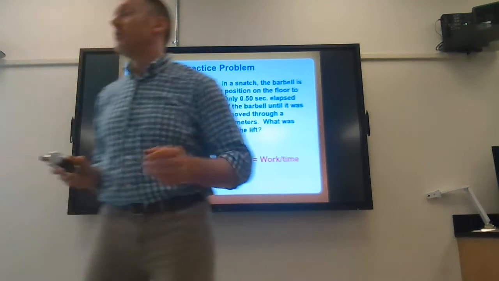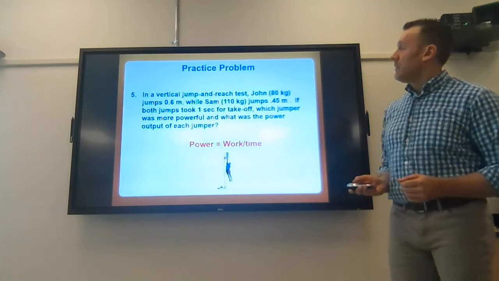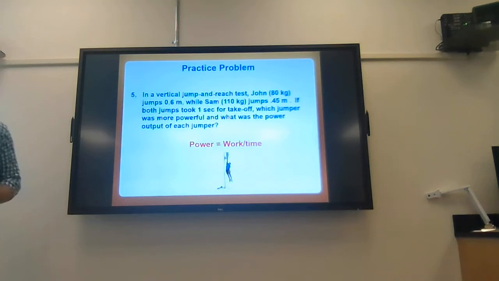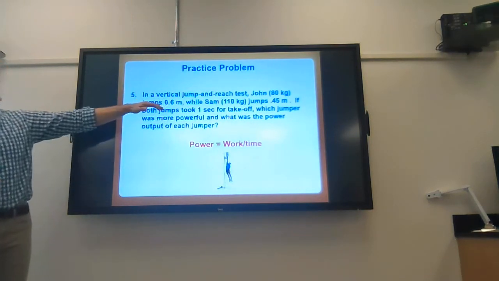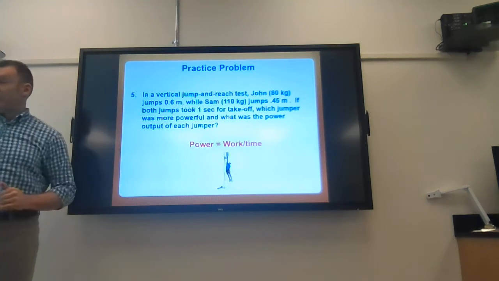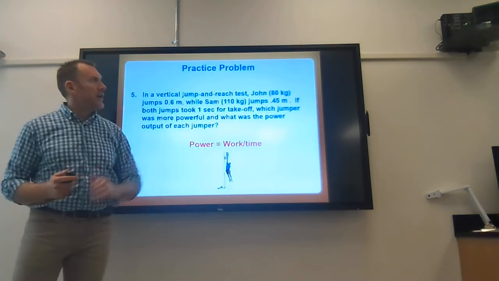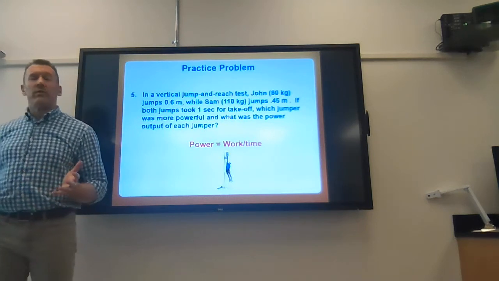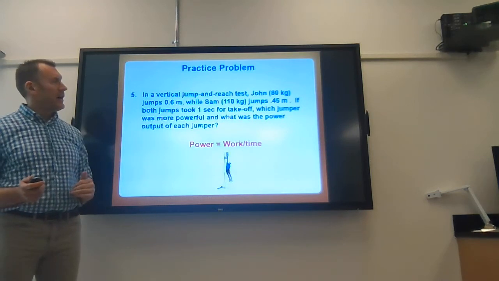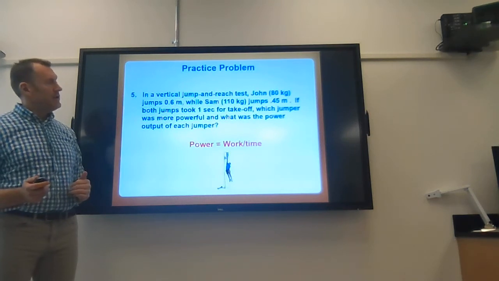3,920, almost 4,000 watts. Okay, more practice. In a vertical jump and reach test, John, who has a mass of 80 kilograms, jumps 0.6 meters, while Sam, 110 kilograms, jumps 0.45 meters. If both jumps took 1 second for takeoff, which jumper was more powerful and what was the power output of each jumper?